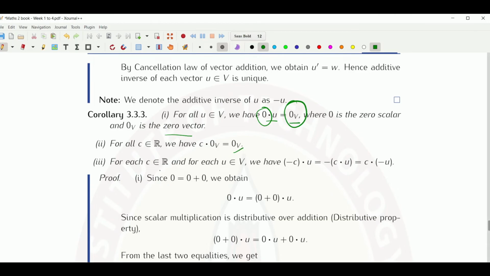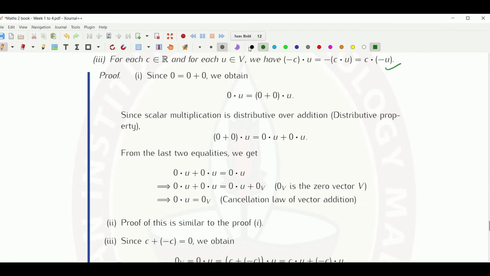and for each C belongs to R and for each U belongs to V, we have minus C dot U is equal to minus C dot U is equal to C dot minus U. Let's prove it. Since 0 is equal to 0 plus 0, we obtain 0 dot U is equal to 0 plus 0 dot U, because 0 plus 0 is also 0. Since scalar multiplication is distributive over addition, 0 plus 0 dot U is equal to 0 dot U plus 0 dot U. From the last two equalities, we get 0 dot U plus 0 dot U is equal to 0 dot U.